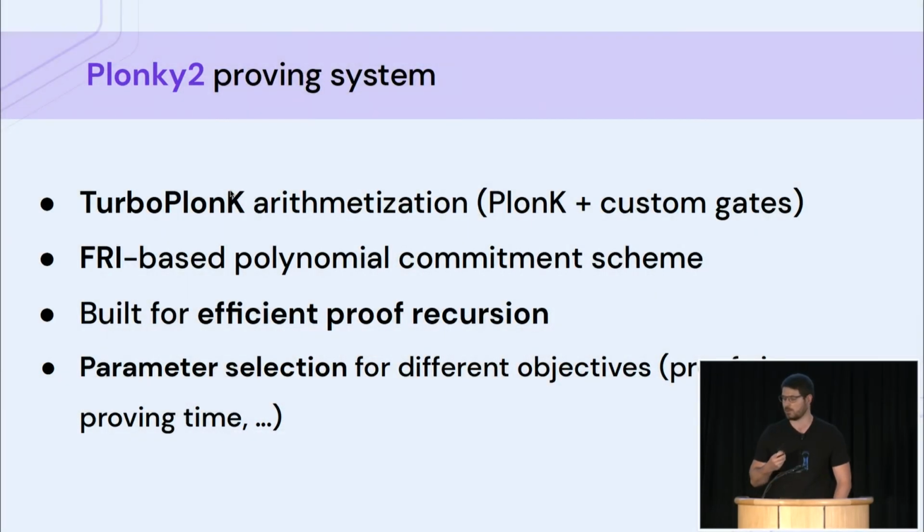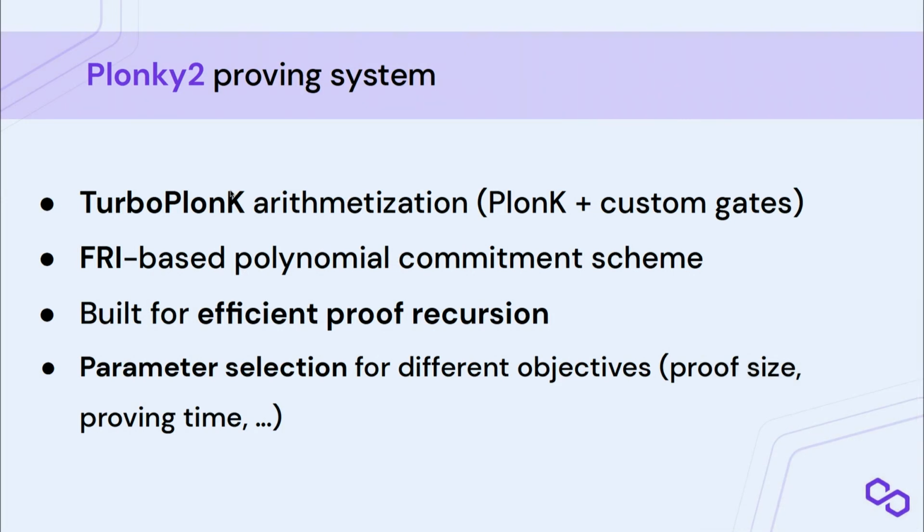Okay, so what is Plonky2? It's a proving system. It's based on TurboPlonk, so Plonk with custom gates. As a polynomial commitment scheme, we use a FRI-based commitment scheme. And Plonky2 was built with one main goal in mind: to build the fastest recursive proof system possible. And there's a bunch of cool features. For example, you can tune some parameters in Plonky2 to optimize for different objectives, like proof size or proving time.